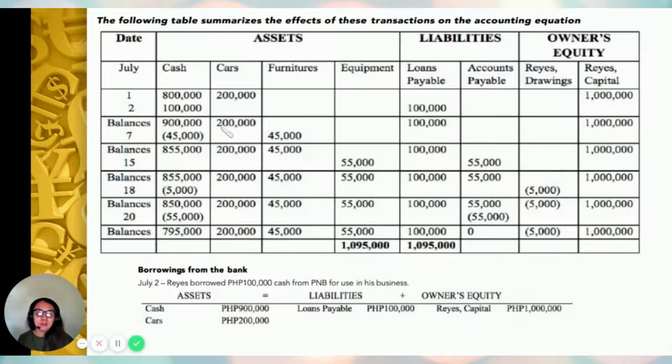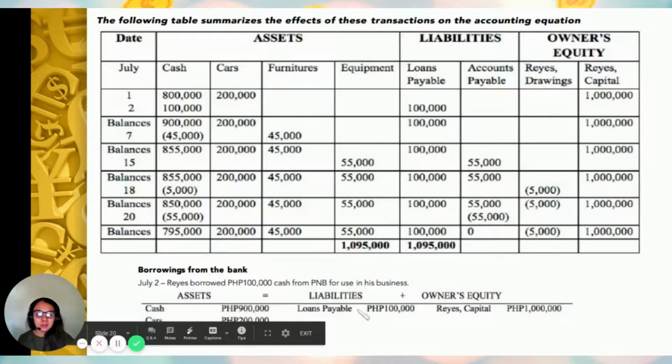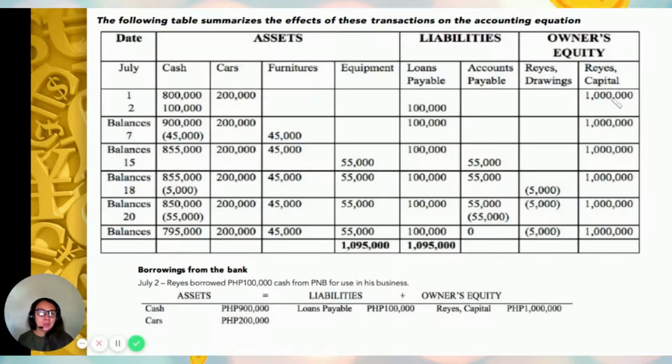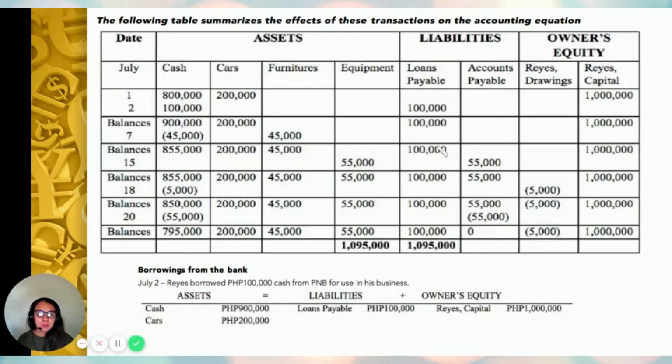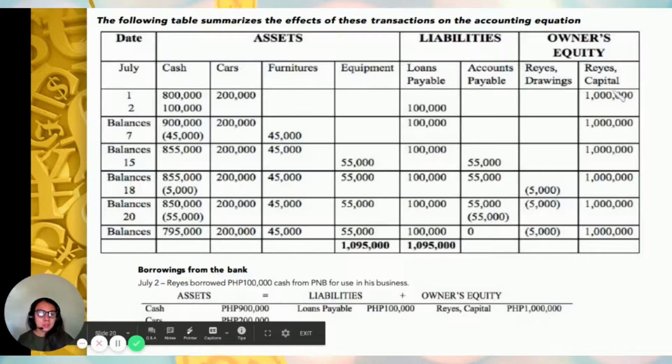We still have the same value for cars, no change. In loans payable, we had 100,000 because we borrowed from PNB. So this one increased by 100,000, and then no change in Reyes capital. So our balances: cash is 900. That's this one. Cars is 200. That is this one. Loans payable is 100. This one. And then Reyes capital is 1 million. That is this one.